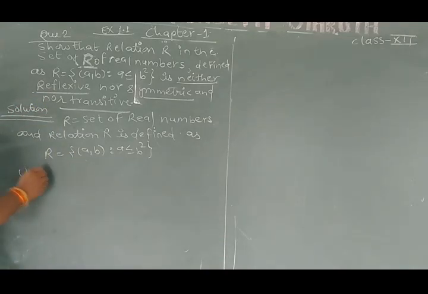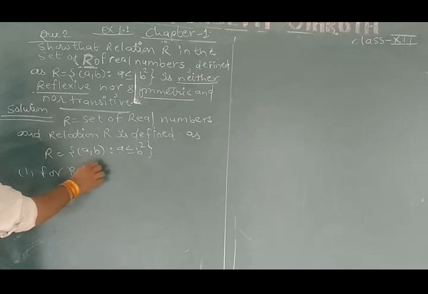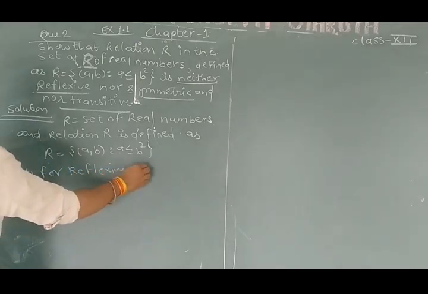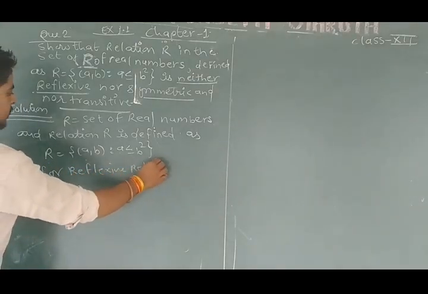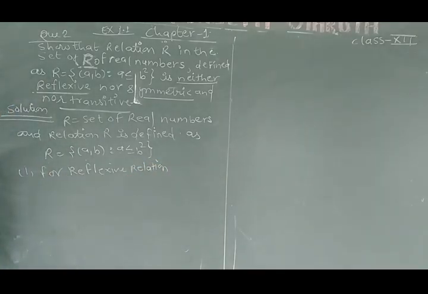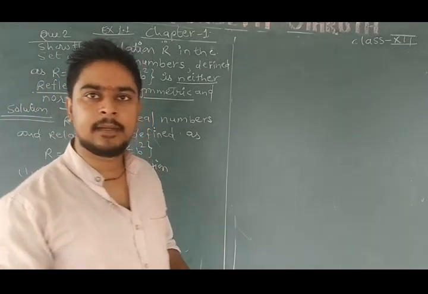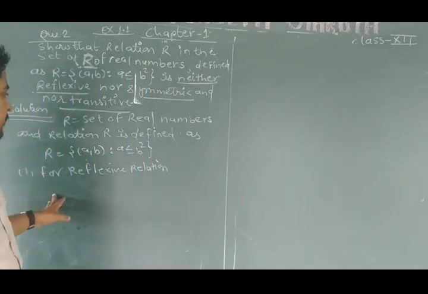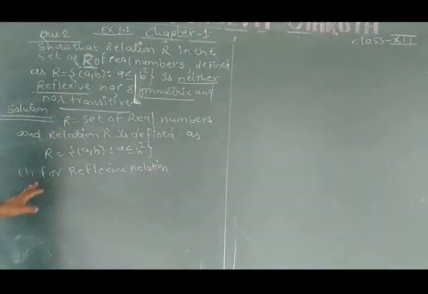First, for the reflexive relation. According to the question, it is not a reflexive relation. But according to the definition of a reflexive relation, we know that the ordered pair of the same element comes in R. So, how many such ordered pairs of the same element will be formed in R?